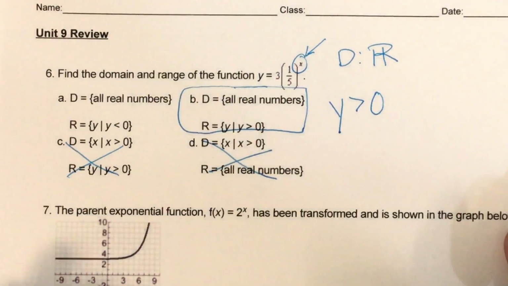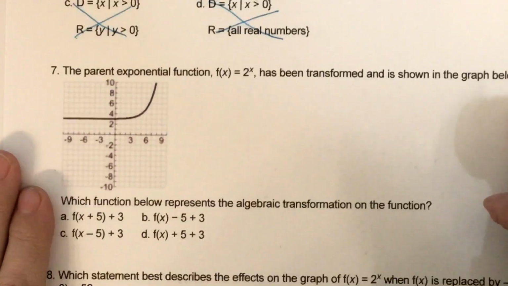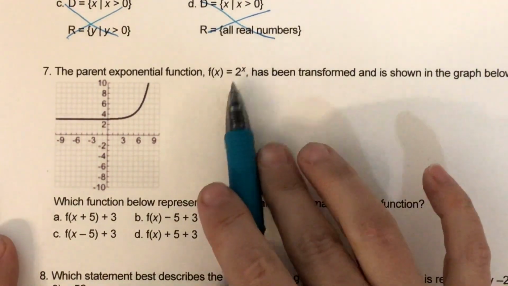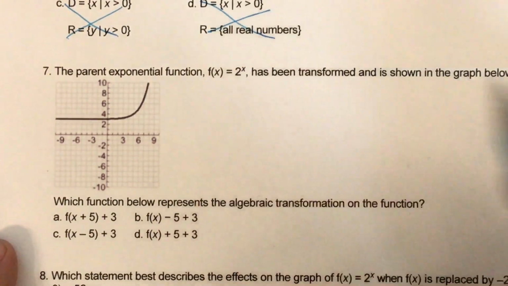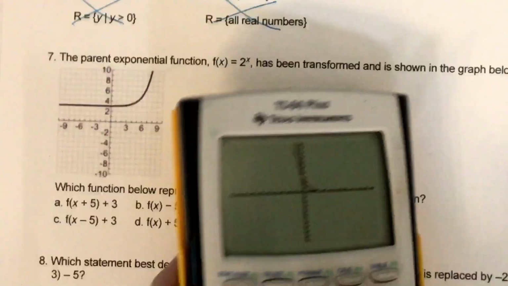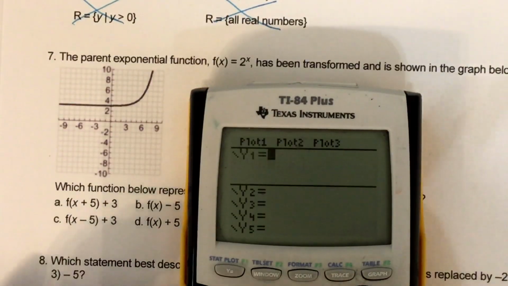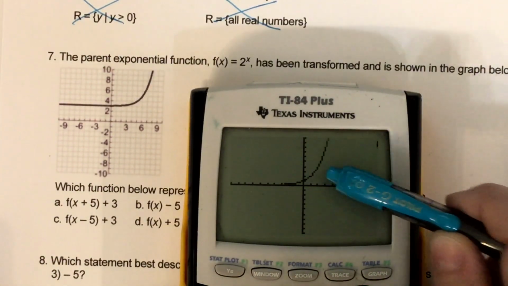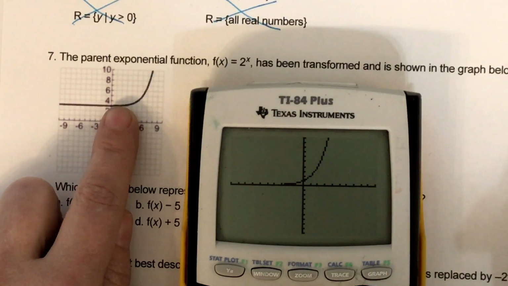Okay, next one. All right, it says that the parent exponential function, f of x equals 2 to the x, has been transformed, and this is how it looks now. Okay, well, let me show you the parent. So 2 raised to the x. Here's the parent. This is what the parent looks like, and this is how he looks now.